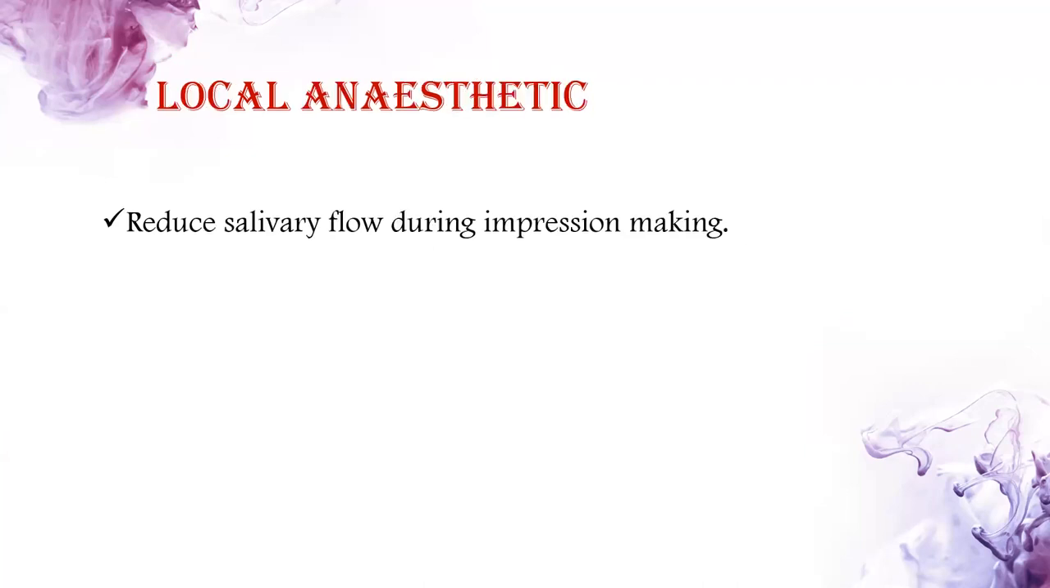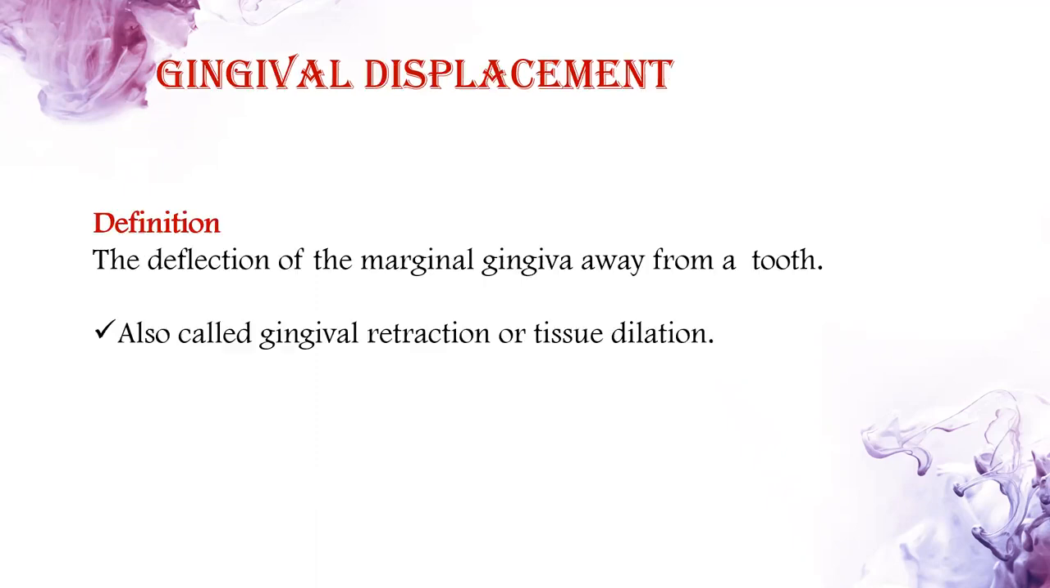Local anesthetic. In addition to pain control, the local anesthetics also reduce salivary flow during impression making. They act by blocking nerve impulses from the periodontal ligament that regulate salivary flow. Gingival displacement. The deflection of the marginal gingiva away from the tooth, also called gingival retraction or tissue dilation.